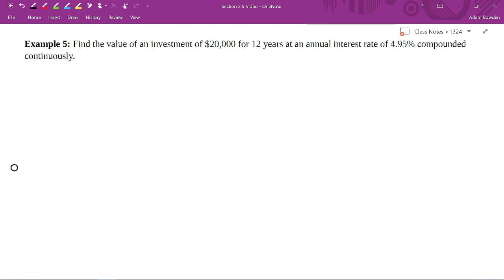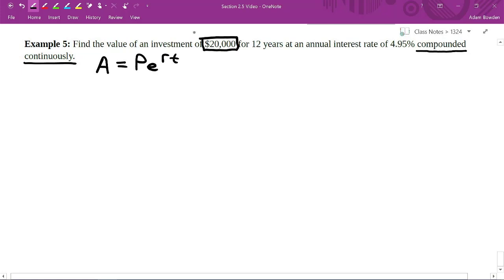This example speaks to using compounded continuously interest. In a case like that, we use again a different formula. A equals P E raised to the RT power, where P is the initial amount, which they say the investment's $20,000. T is time, so that's the 12 years. The interest rate is given over here at 4.95%, which again, we have to convert to a decimal. So we need to move the decimal place over 2 spaces, and we'll write this as 0.0495 for the letter R.